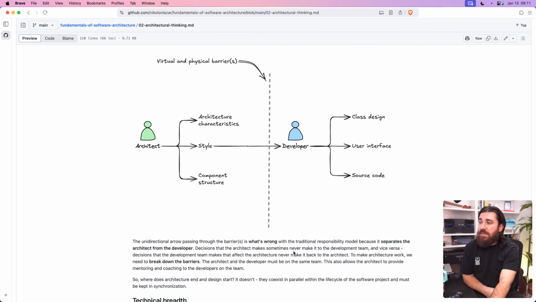Yeah, sometimes decisions never make it to the development team. For example, decisions that were made a bit later on, because of that barrier, might never make it to the development team, and also vice versa. Decisions that the development team makes that affect the architecture never make it back to the architect, right?